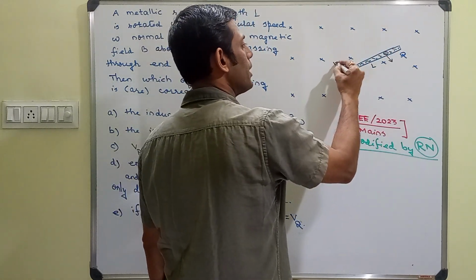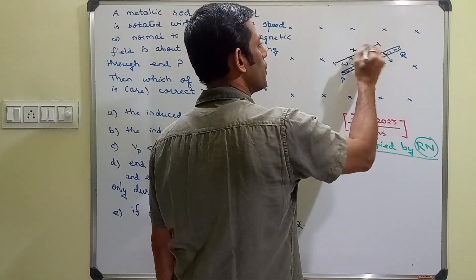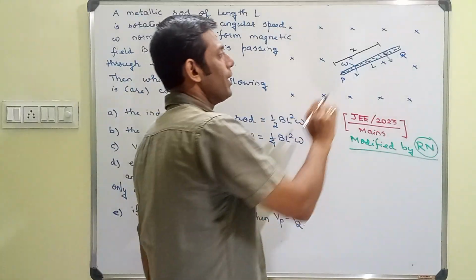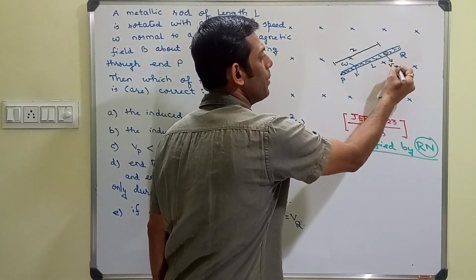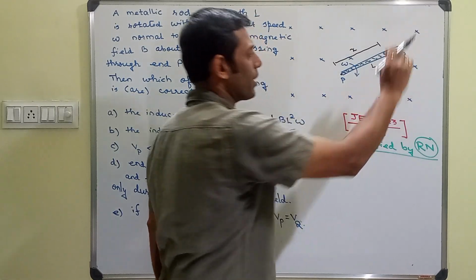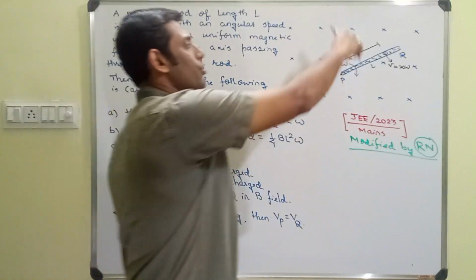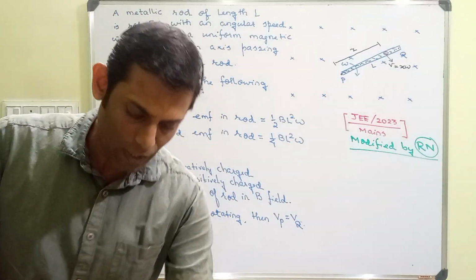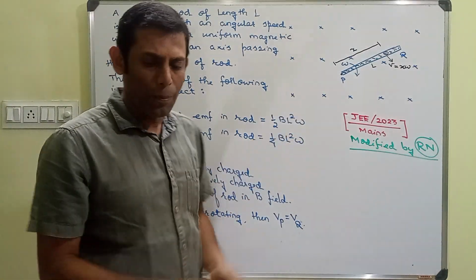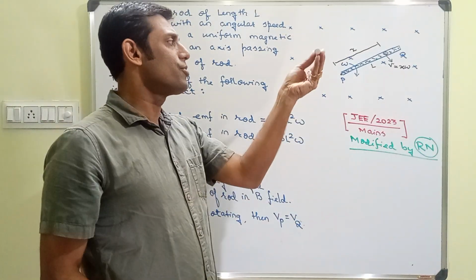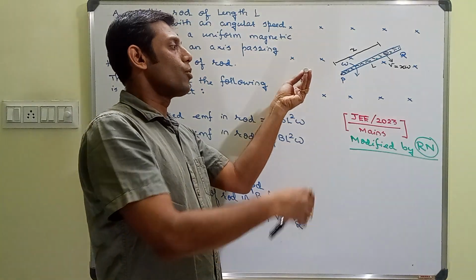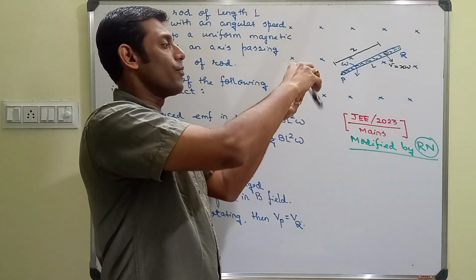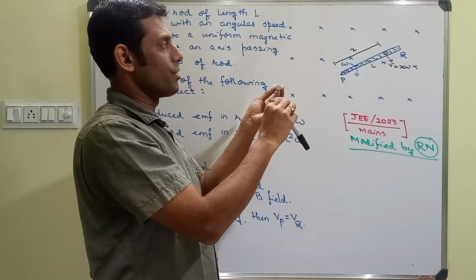It is situated, let's say, at a distance of x units from this rotating end. Then its velocity will be equal to x omega. With this velocity, it is moving in a magnetic field. Now imagine the magnetic field is into the page, and the rod is rotating in this particular field with a velocity in this direction.